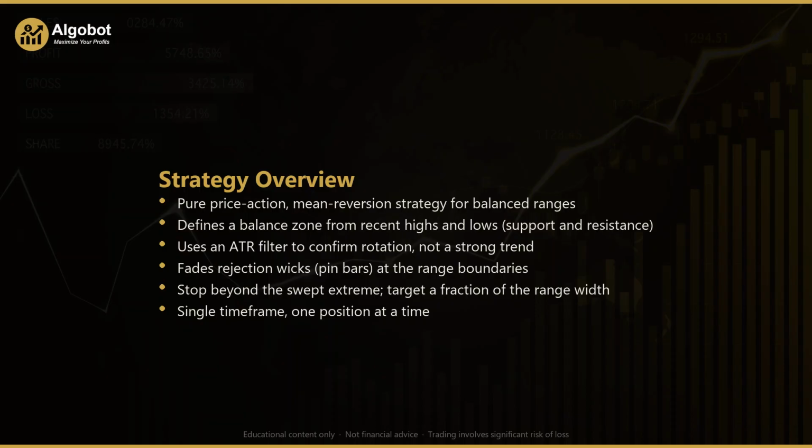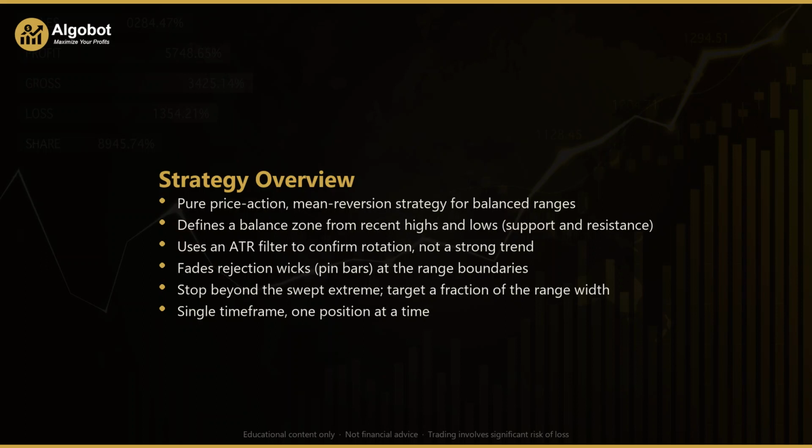The strategy leans on two classic building blocks. The first is support and resistance. Over a set number of recently closed bars, 20 by default, controlled by the RangeLookback parameter, the EA records the highest high and the lowest low. Those two levels become the upper and lower boundaries of a balance zone, and the midpoint sits exactly between them.